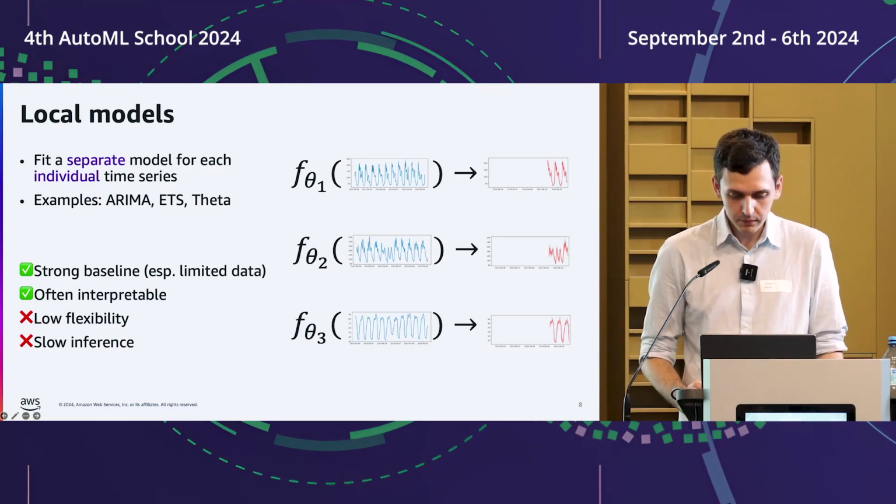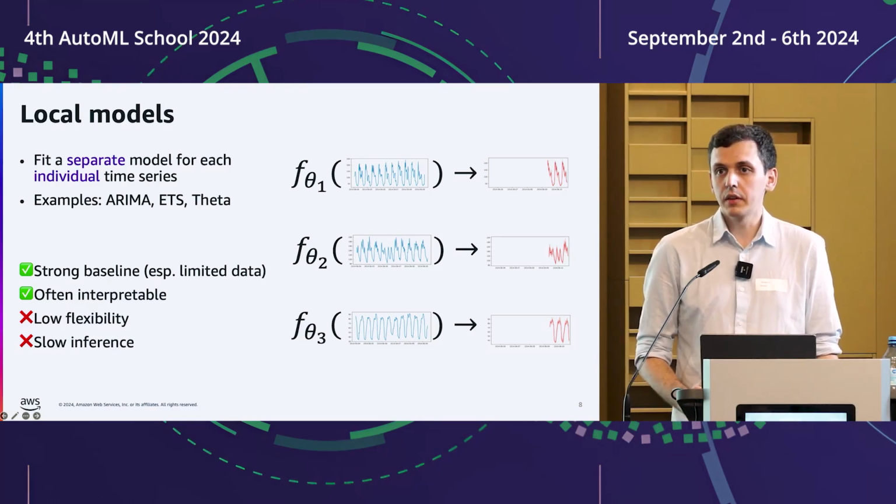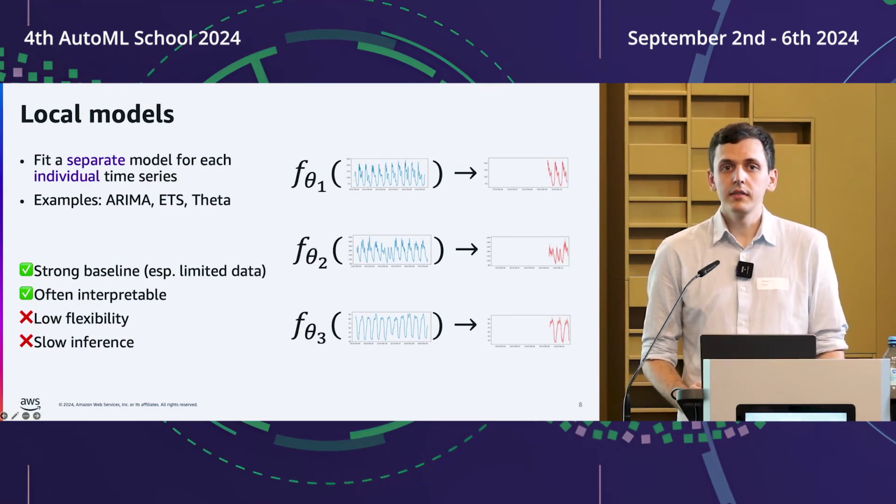and we get our forecast for the forecast horizon in the future. These models, even though they're very simple, have been used for a very long time, and they're still very strong baselines in practice. So lots of practitioners in the industry are still using these models in practical forecasting tasks. These models also are sometimes interpretable, but they also have some limitations.